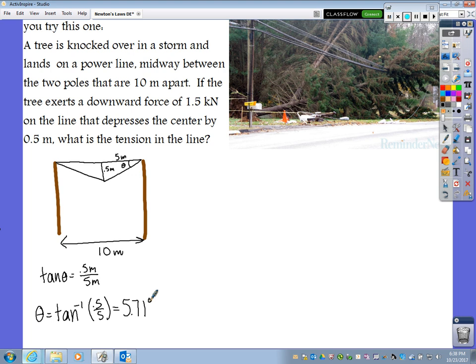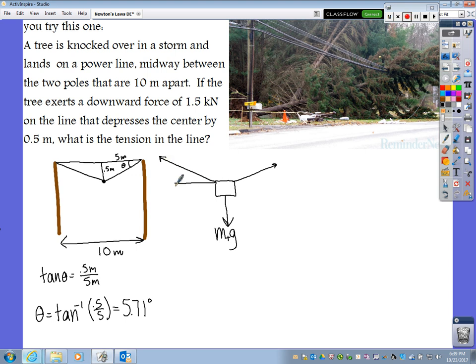Notice I've exaggerated it in this triangle. It's really much smaller than the way I've drawn it, but I exaggerated so you could see what was going on. Now let's look at the free body diagram. We've got the free body diagram of this little piece of the wire. We've got the force of the tree pulling down, mass of the tree times g. And then we've got tension this way, tension that way.